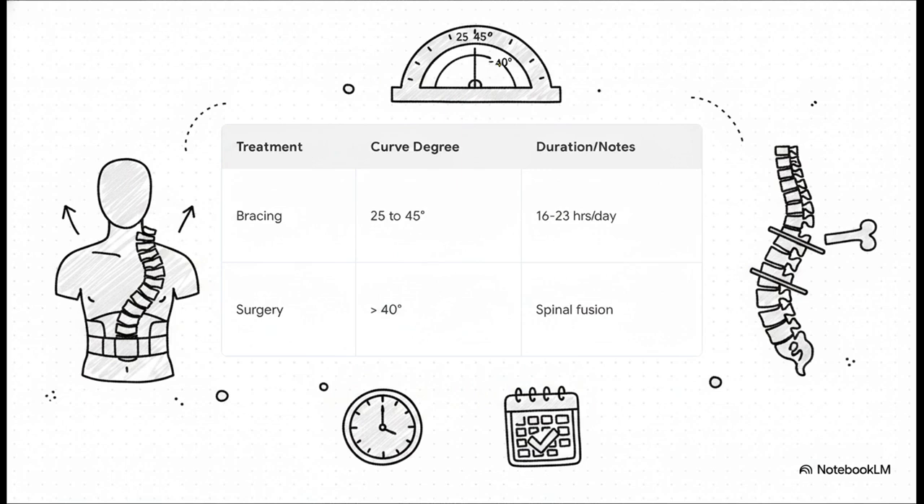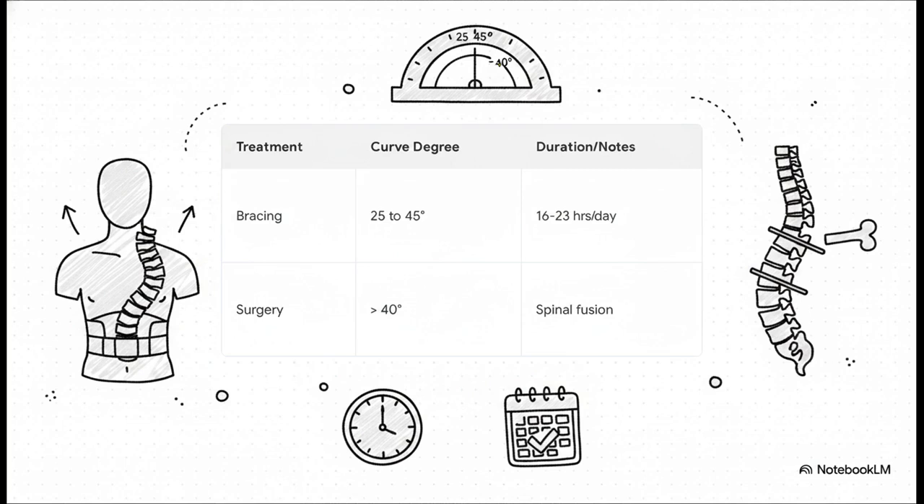Now, a quick heads up here. What's fascinating is that the thresholds for these treatments can overlap slightly. Bracing is generally used for growing children with curves sitting between 25 and 45 degrees. And listen, the goal of a brace is not to magically cure the curve overnight. The goal is to hold the spine securely in place and prevent it from progressing while the child finishes growing. But it's tough. They have to wear it 16 to 23 hours a day.